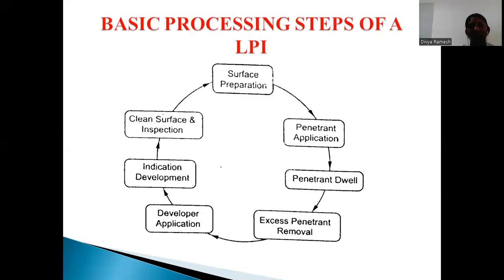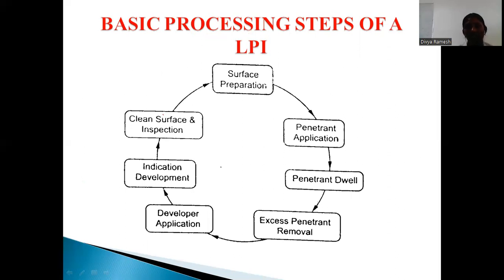Next, this is the basic process in the liquid penetrant test. First is surface preparation. You have to prepare the surface. If the surface has any paint with a thickness greater than 0.02 inch, or any grease or oil, that can be removed with the help of water. That is the reason it is called water washable.